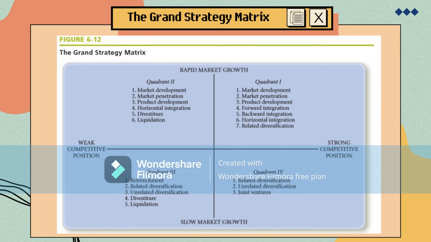So, if the Coca-Cola Company has a strong competitive position and a slow market growth, the Coca-Cola Company falls under the quadrant 4, which says that the Coca-Cola Company should get into related, unrelated diversification, or joint venture.